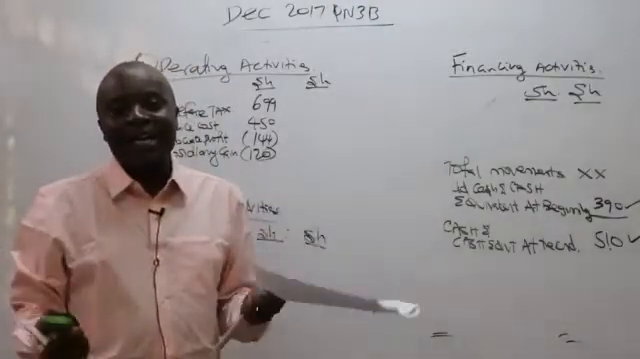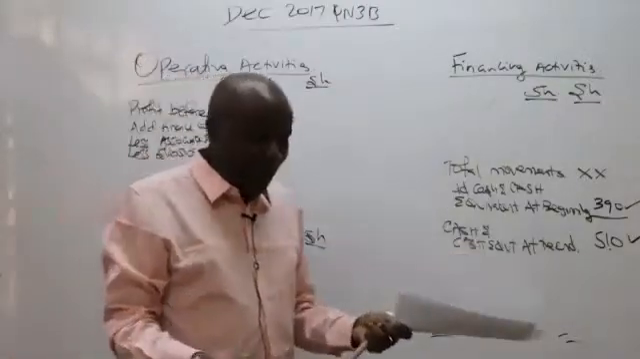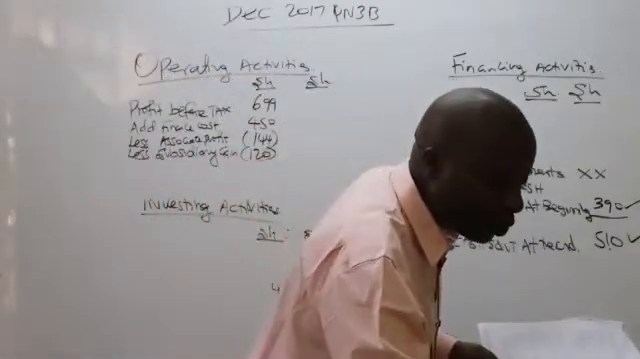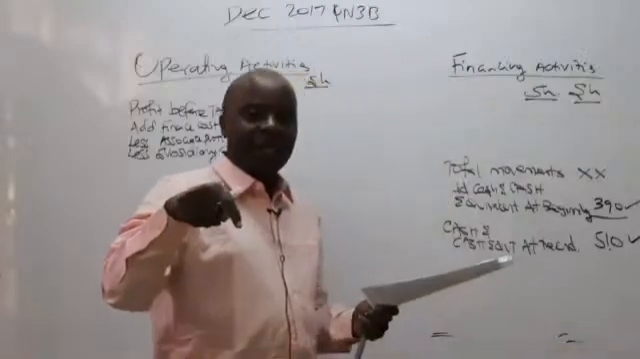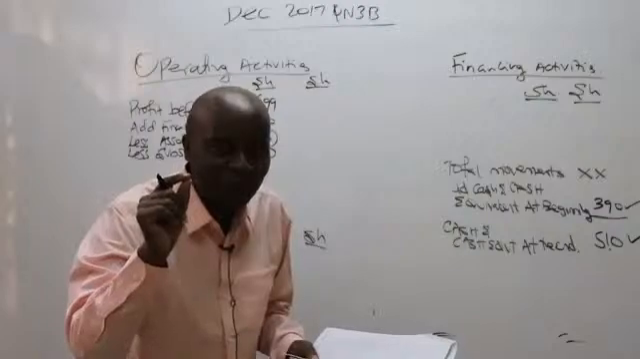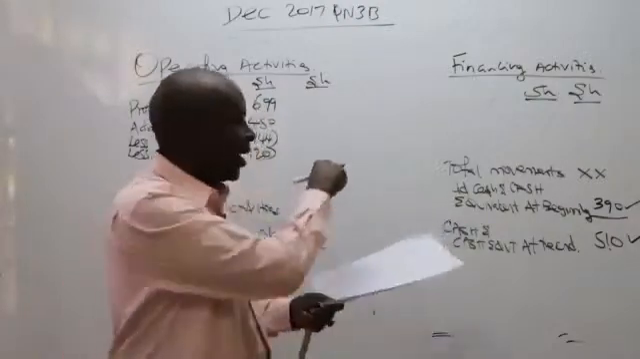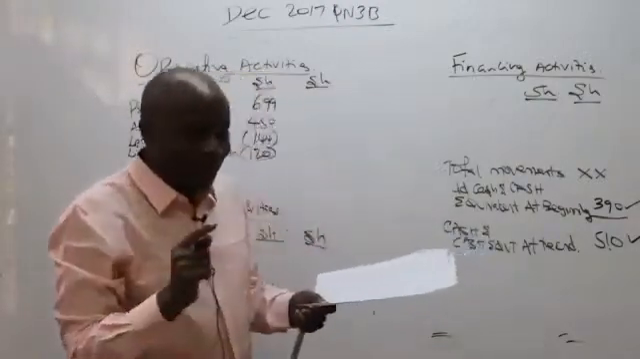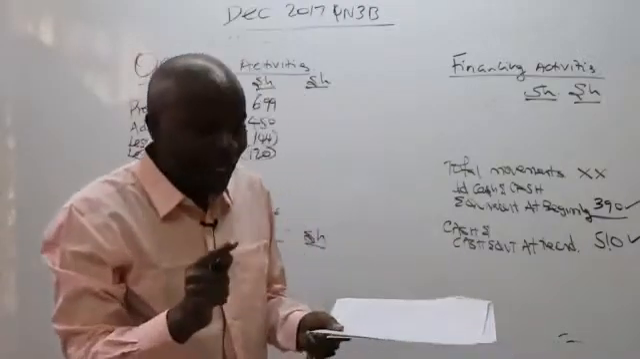Depreciation is a non-cash item. And they used it in computation of what here? The profit. So then what should we do with this depreciation? It's non-cash. Depreciation is non-cash. Should I deduct it, or add back?